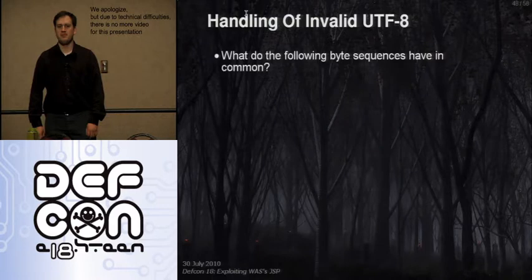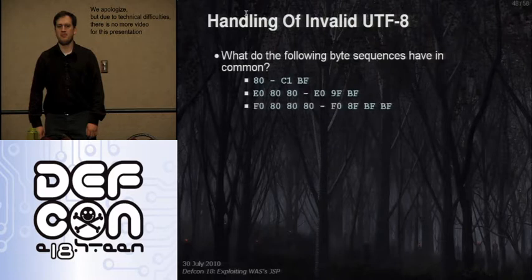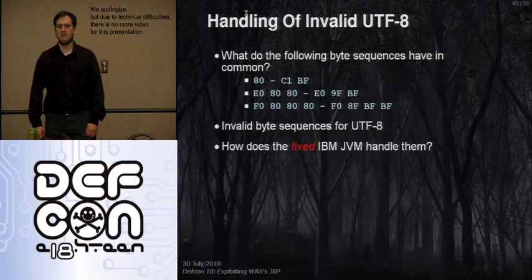So, I've got a question. What do the following byte sequences have in common, if the title doesn't give it away? 80 through C1BF. I'm not going to read these. They're all invalid byte sequences for UTF-8. Any guesses what the IBM JVM does with them? This is the fixed JVM.